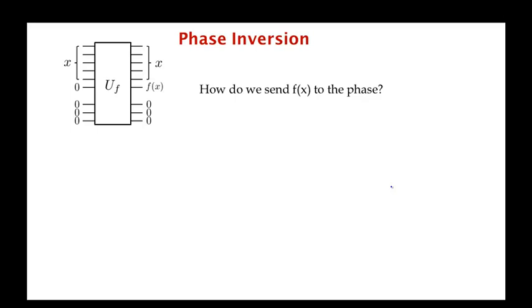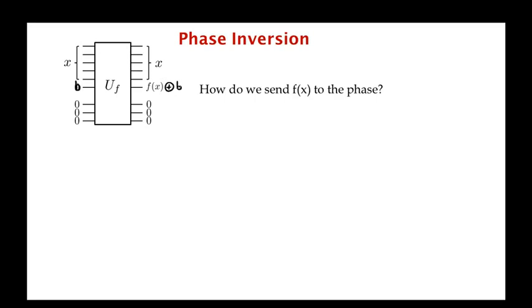Okay, so first remember what we're actually given is a quantum circuit, which on input x and 0 outputs x and f of x. Actually, maybe it's even better to think of this as on input x and b. So if your answer bit is b, then you get b exclusive or f of x. So your answer bit gets toggled if and only if f of x equals 1.